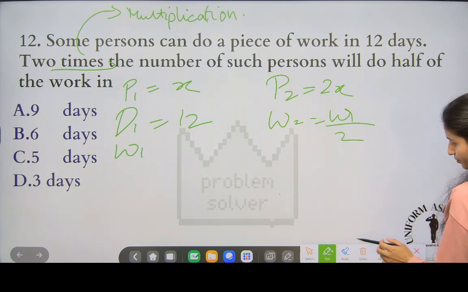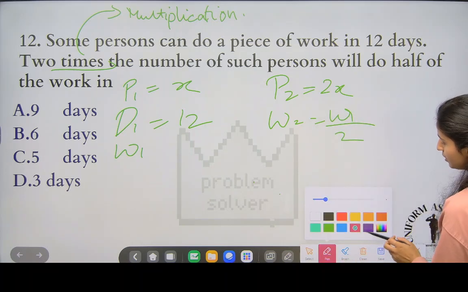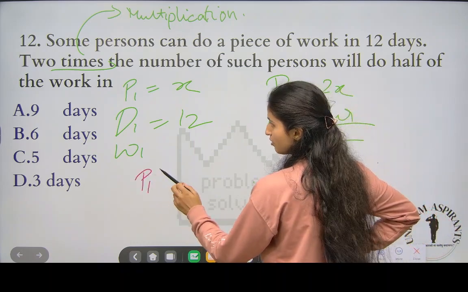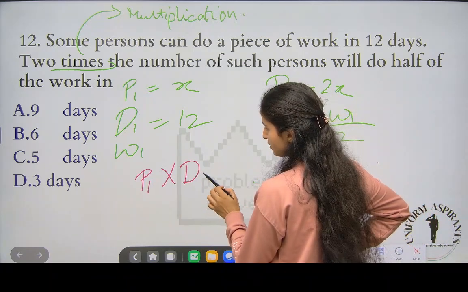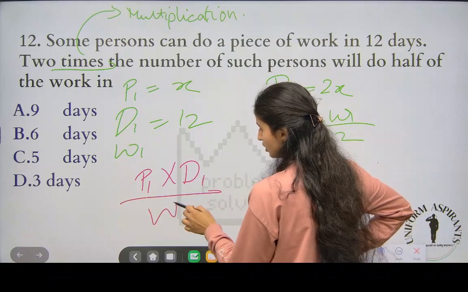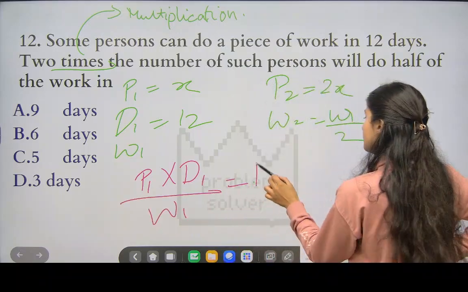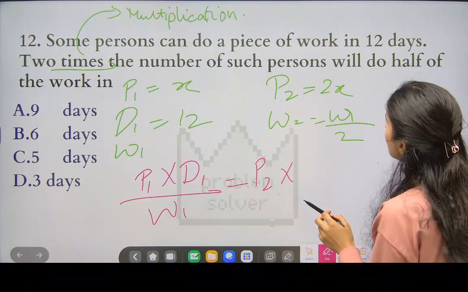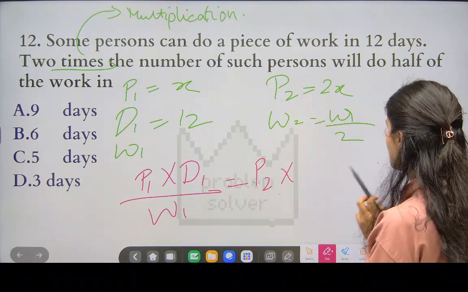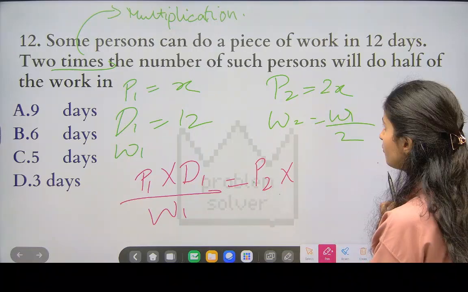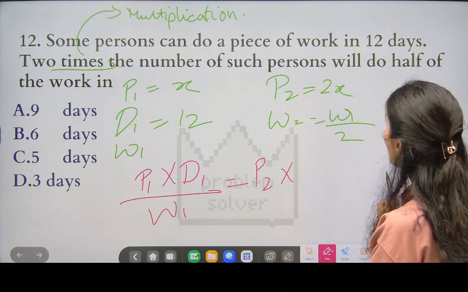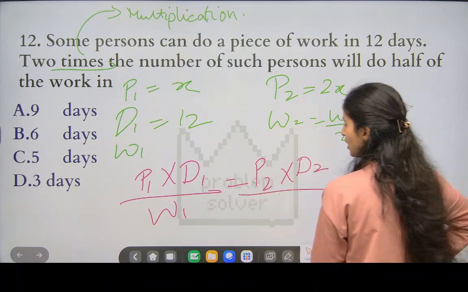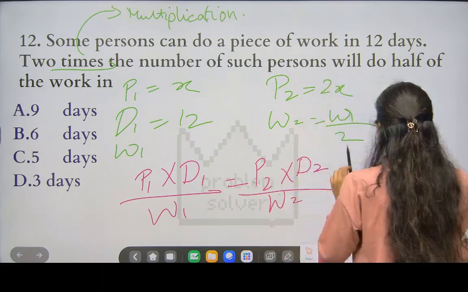Now see here. This is a bit different question, but no need of getting confused. It is very easy. I am there to clear your doubts. P1 D1 upon W1 is equal to P2 into D2 upon W2. Two times the number of such persons will do half of the work in how many days? So we have to find D2 only, and what work? W2.